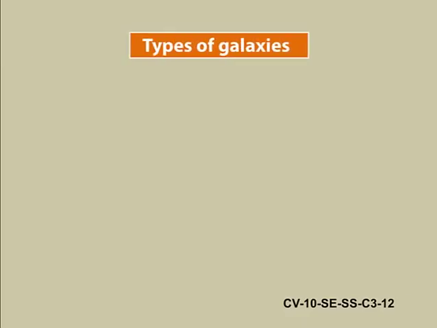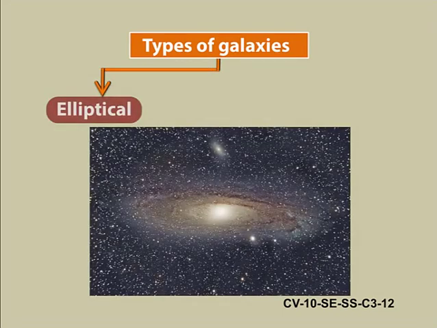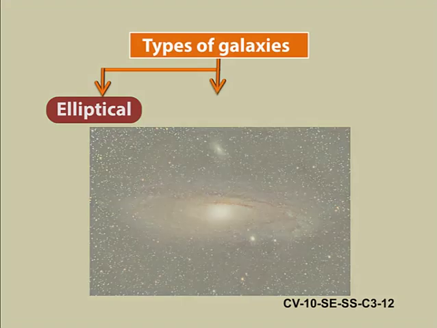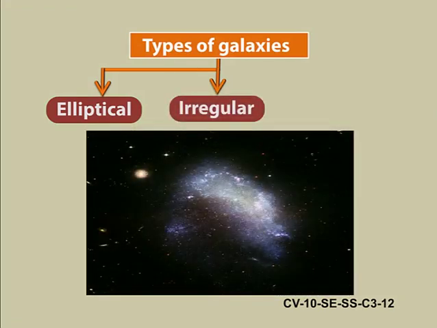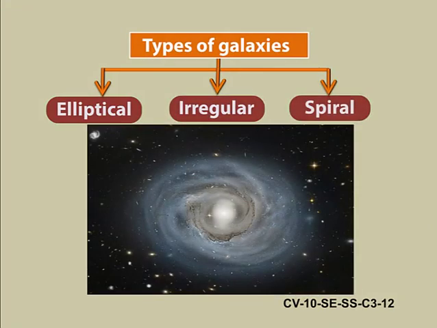There are different types of galaxies. They not only appear different, but they have evolved differently. The different fundamental types of galaxies are 1. Elliptical galaxy, 2. Irregular galaxy, and 3. Spiral galaxy.